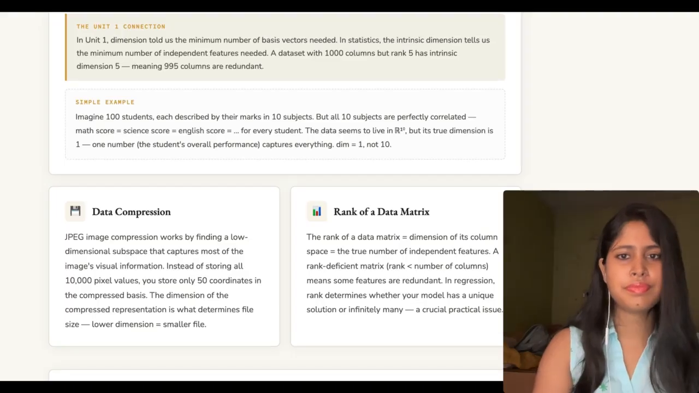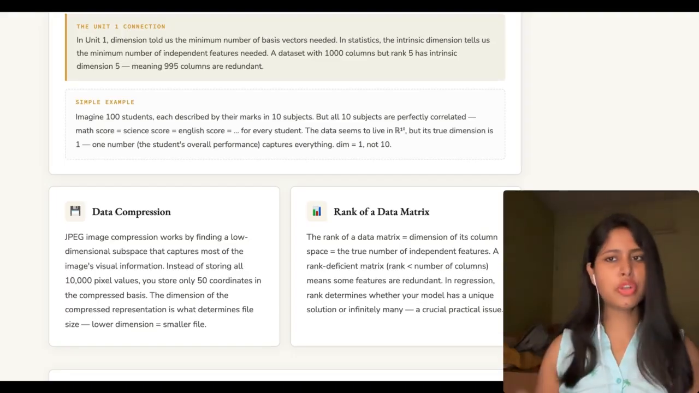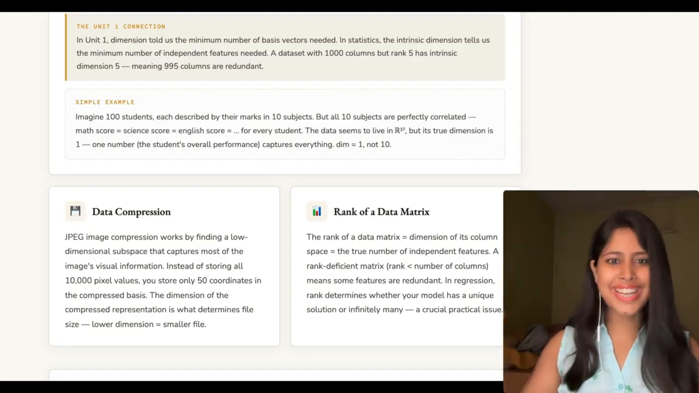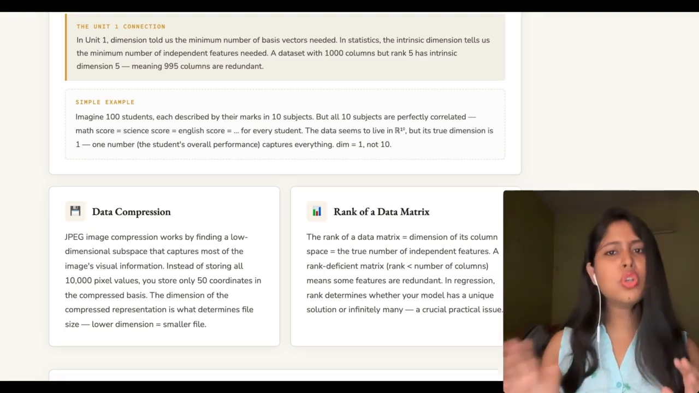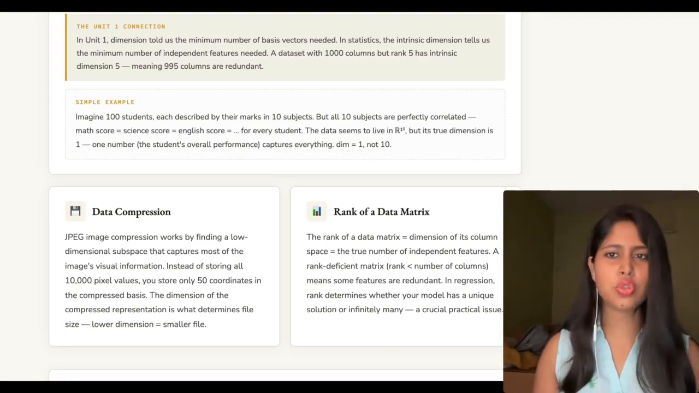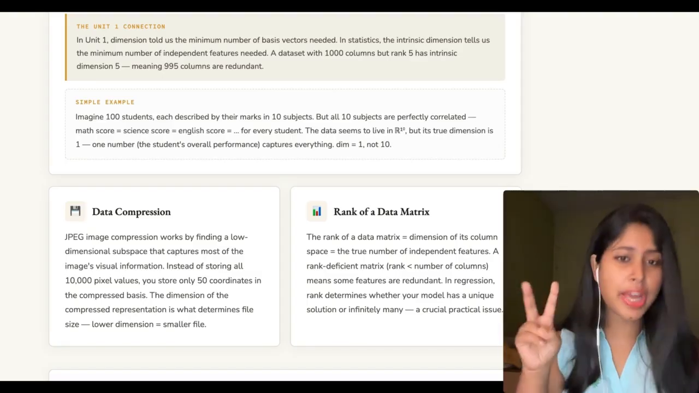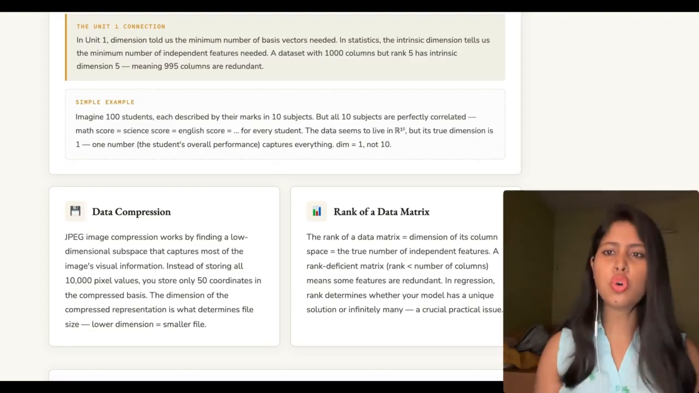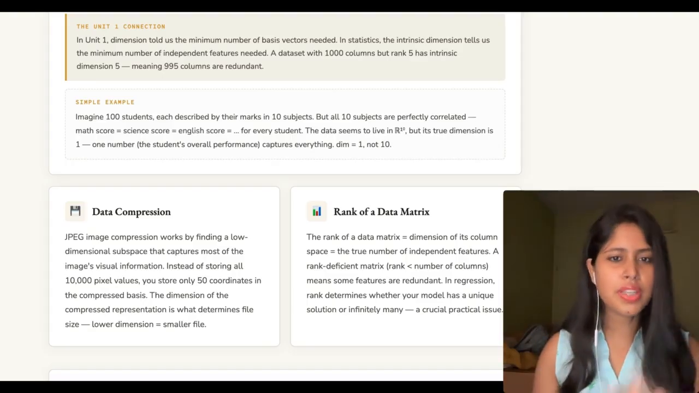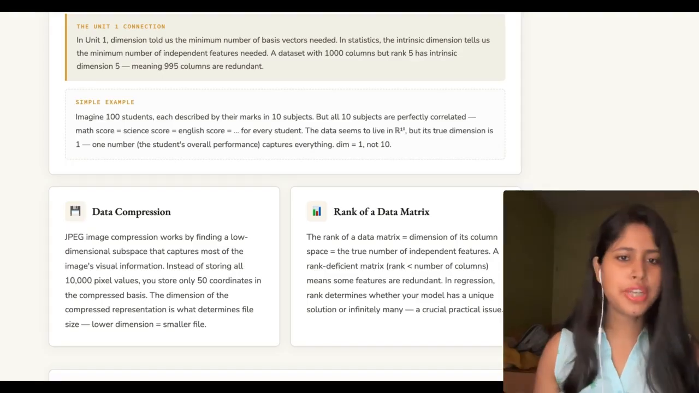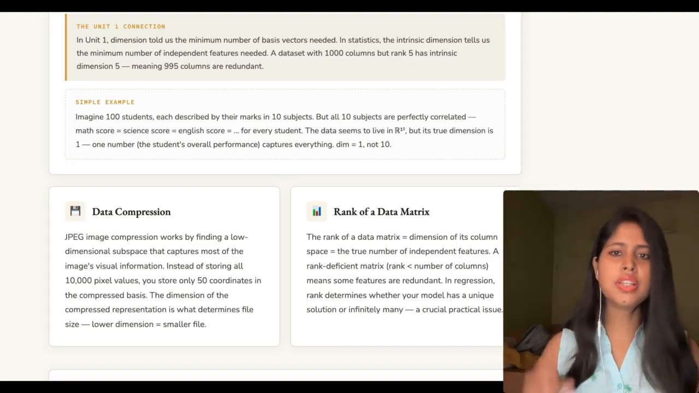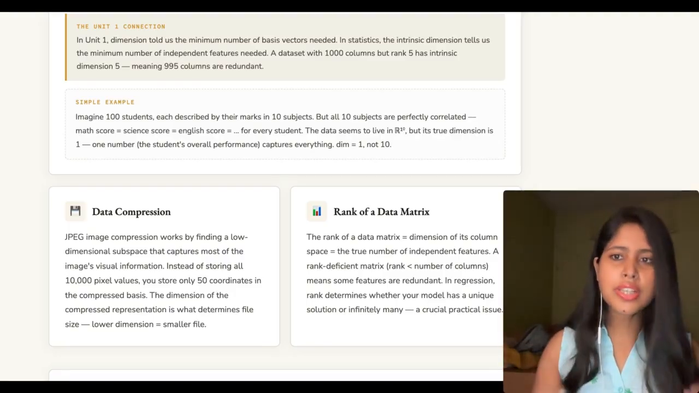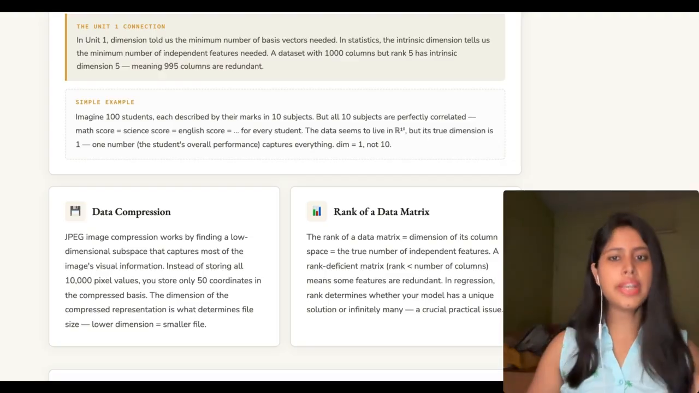Suppose you have 100 students, each described by their marks in 10 subjects. That sounds like a 10-dimensional data set. But when you look closely, you find that all 10 subject scores are perfectly correlated. This is a hypothetical situation, okay? So if it is perfectly correlated, every student who does well in one subject does well in all of them. So really one number, the student's overall academic ability, explains everything, right? The intrinsic dimension is 1 then, not 10.